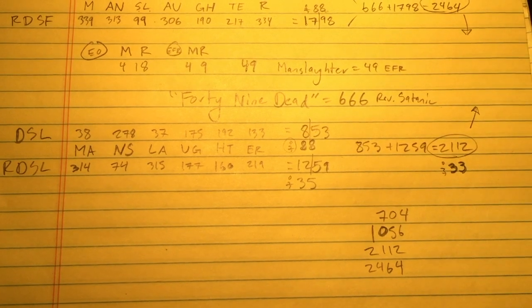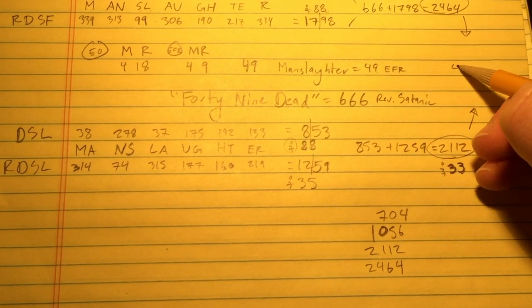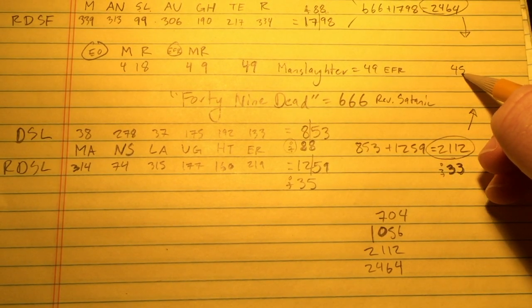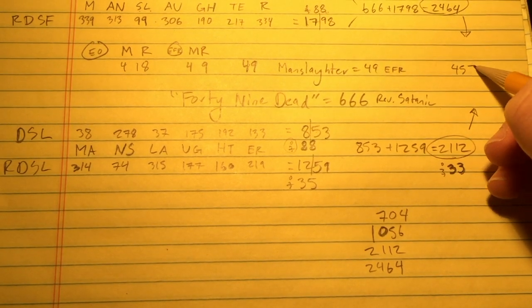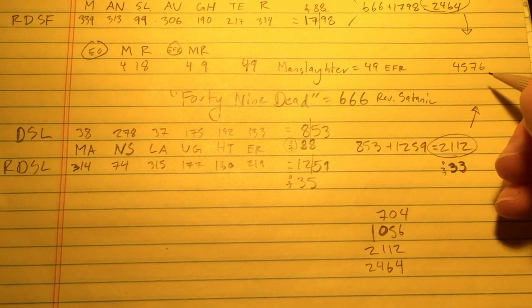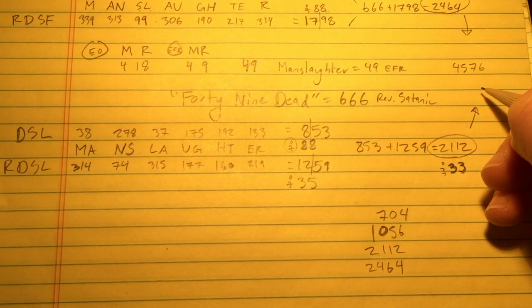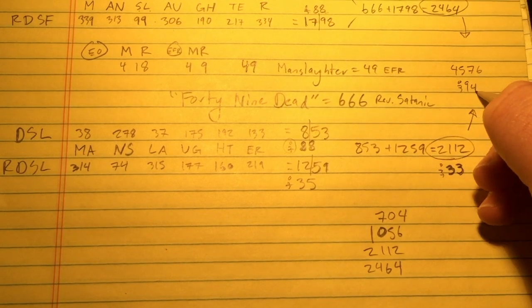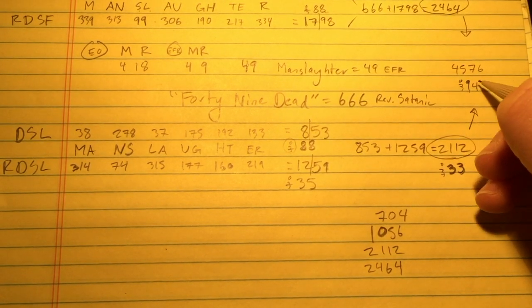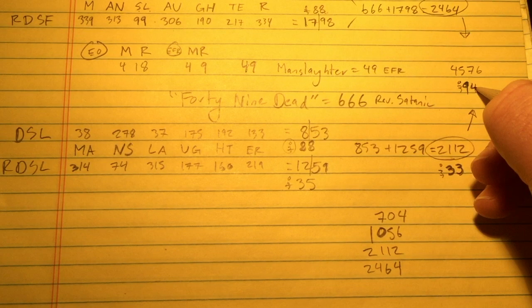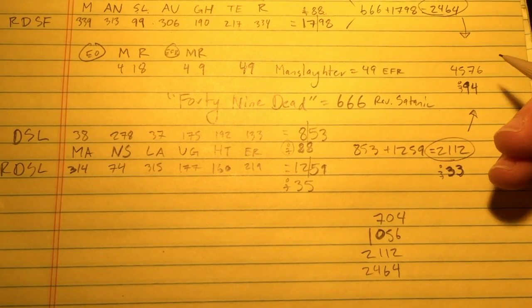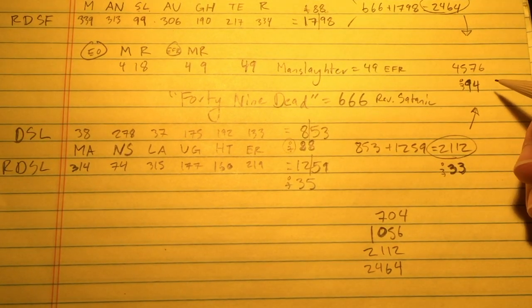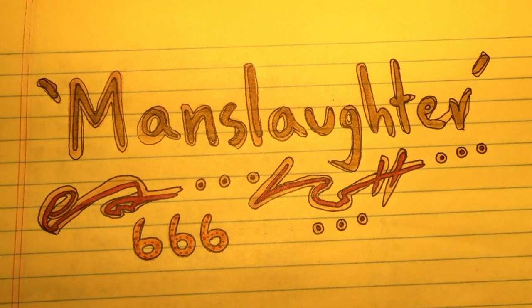When you add those two together, you get the number 4,576. And that number reduces to 94 because 4 plus 5 equals 9, and 7 plus 6 equals 13, and 1 plus 3 equals 4. So there you have it.